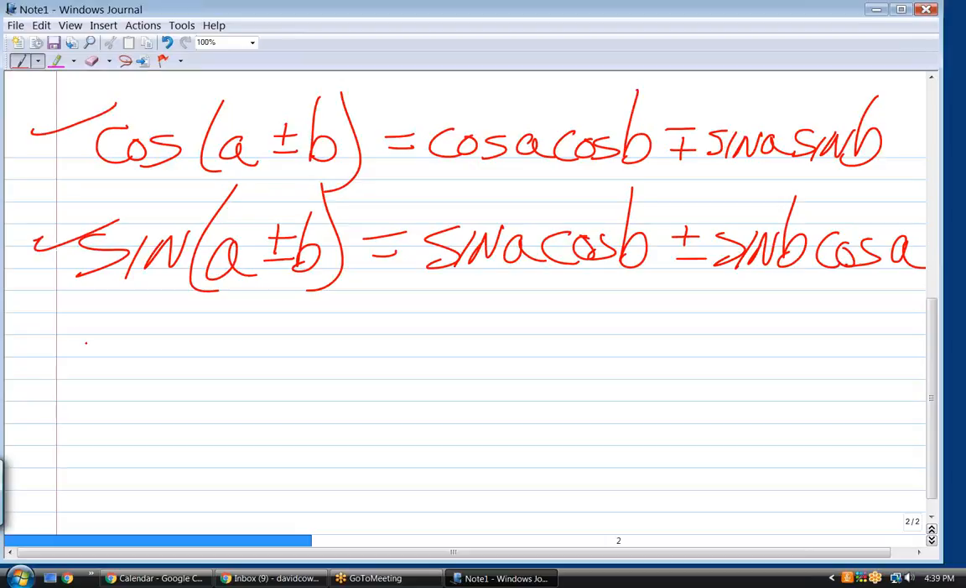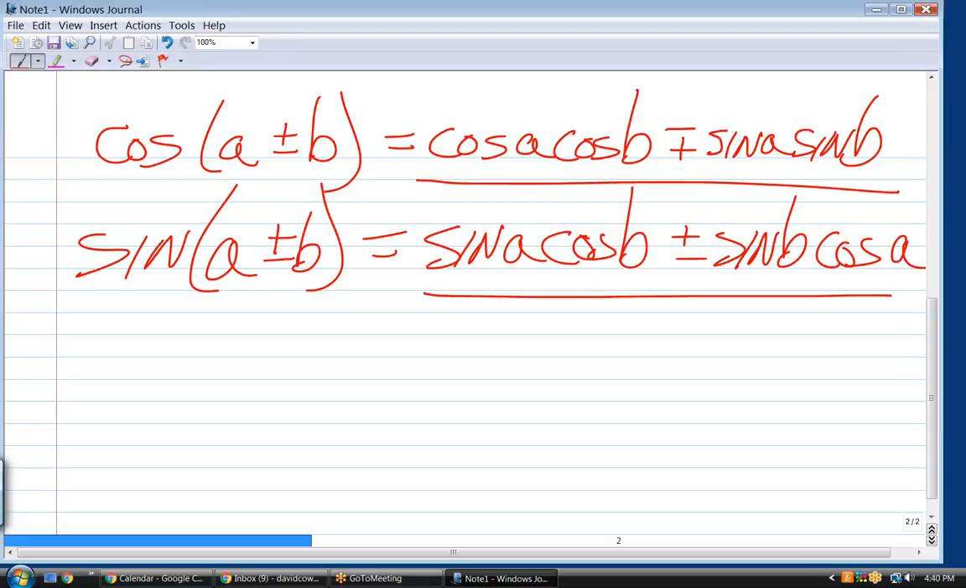Now, you might have to know tangent. Do you know tangent? No, I don't need to know tangent. You actually don't need to know tangent. Let's not even put it in there. Notice something about these. Each one has two cosines and two sines. So, all you really have to do is memorize that one.